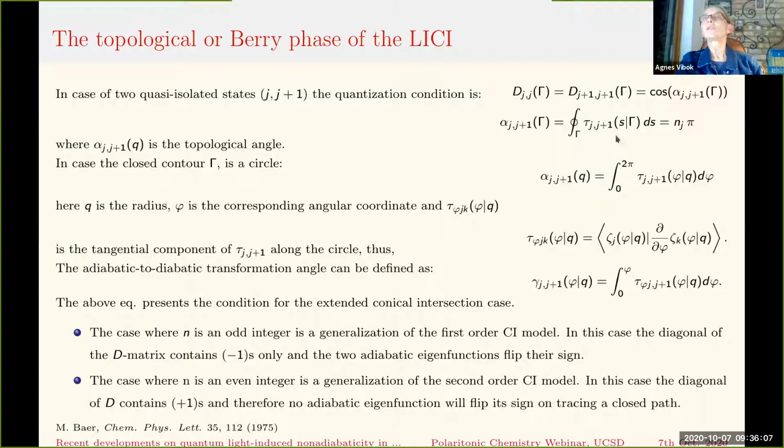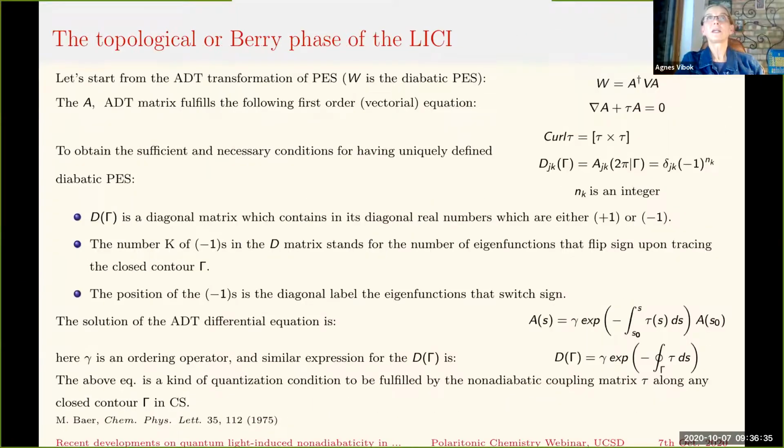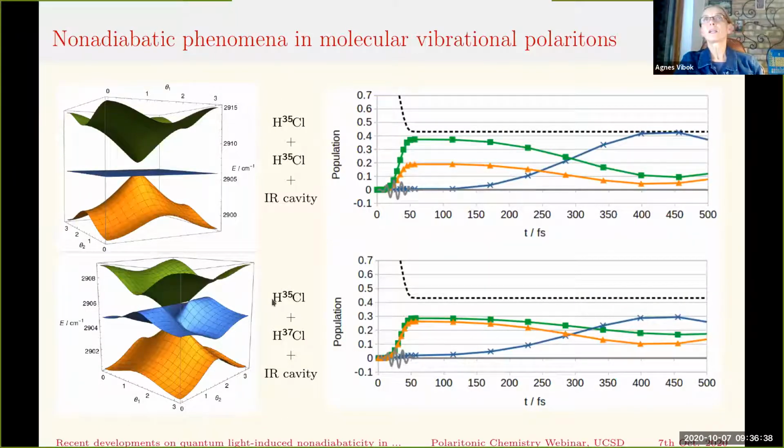And then what we did, we tried to check this whole thing, which is valid in electronic structure calculations for the nonadiabatic case, for the conical intersection situation, in the situation of vibrational polaritons. And then what we obtain, you see here. So we have two different molecules in a cavity, plus the photon. And as I showed at the beginning, when we have two different molecules, we have 4 conical intersections.